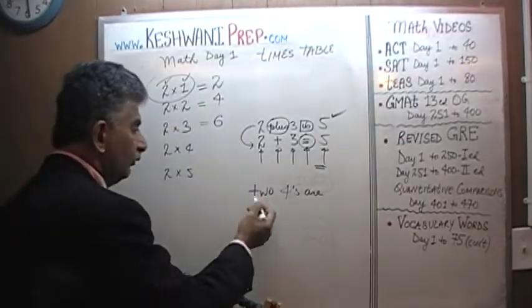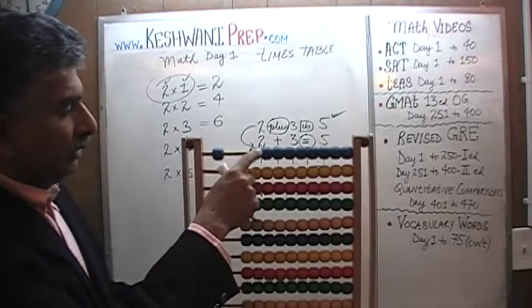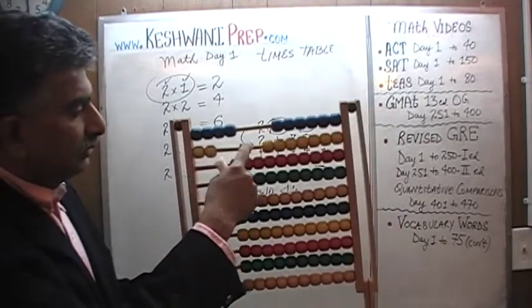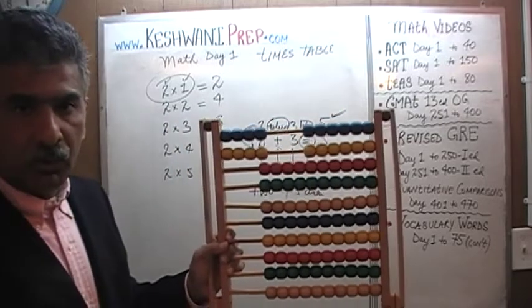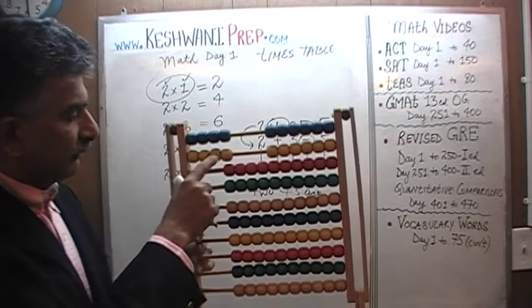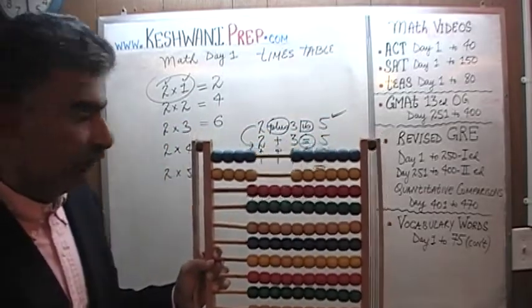Two fours. Two fours are how many? Let's find out, shall we? 1, 2, 3, 4. There's one group of 4. 1, 2, 3, 4. Here's another group of 4. Two fours are 1, 2, 3, 4, 5, 6, 7, 8. It looks like two fours are 8.